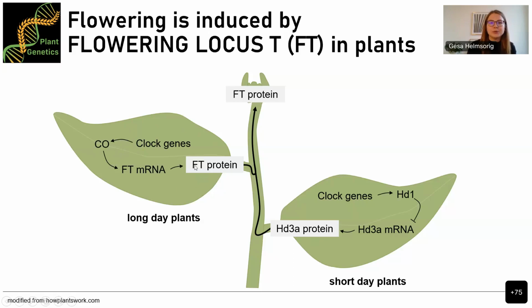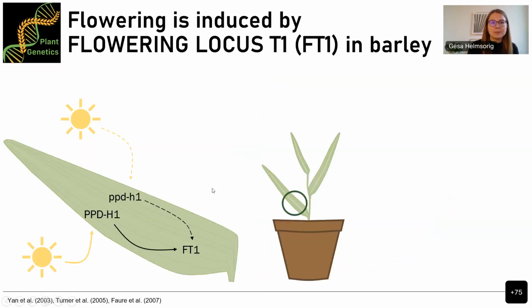And then the produced FT protein is moved from the leaf through the phloem to the shoot apical meristem, where it can induce the flowering process. And when we come to barley, this process is very similar.